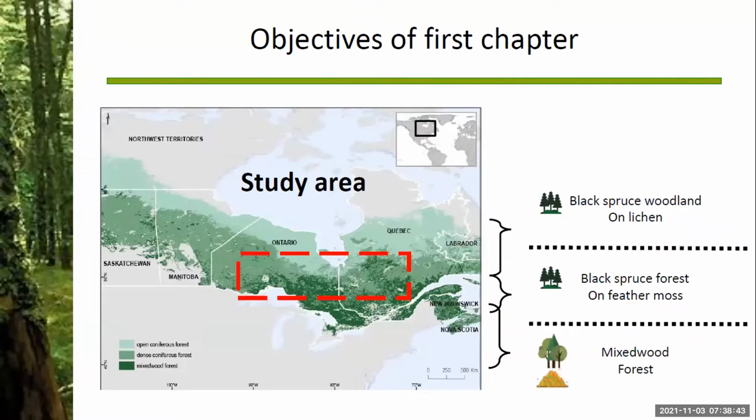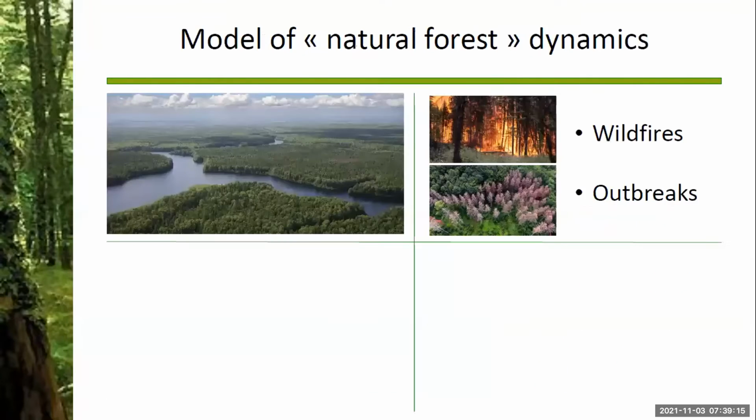The first objective of my first chapter is to try to see if with my model, I can have the three different types of forest and the mechanism of these three different types of forest. What is interesting here, we can see black spruce forest on feather moss and mixed wood forest are really mixed in the geographic space. And you have more clear limits between black spruce woodland on lichen and black spruce forest on feather moss in the north. And I want to see if the interaction and the comprehension of the ecosystem with my model can explain the difference between these three types of boreal forest.